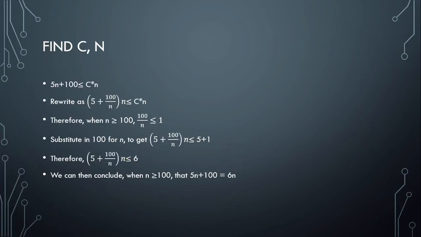We can then conclude that when n is greater than or equal to 100, 5n plus 100 is less than or equal to 6n. Our capital N was 100 and our C was 6.